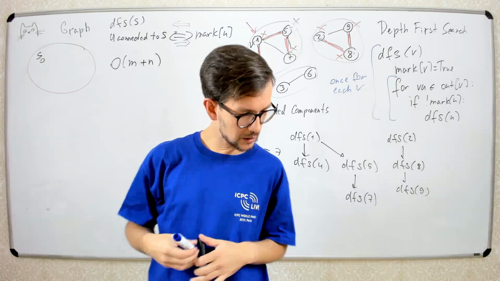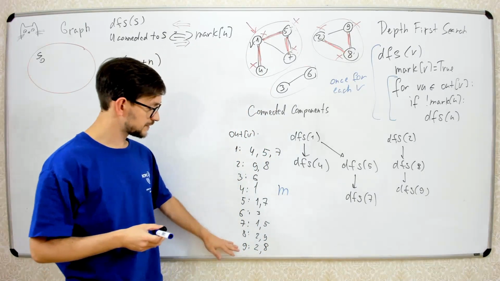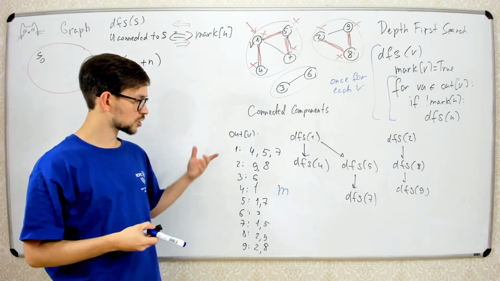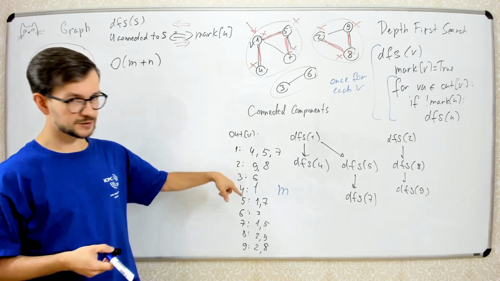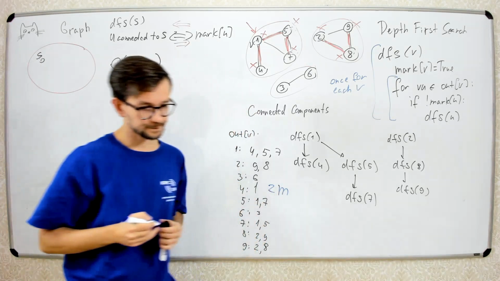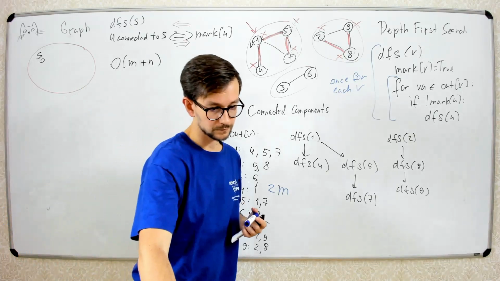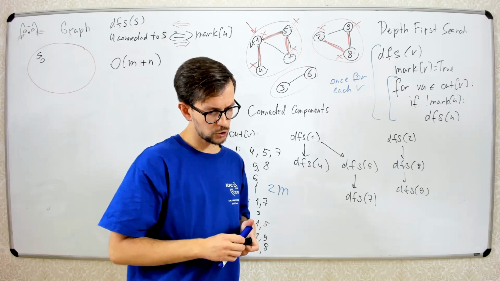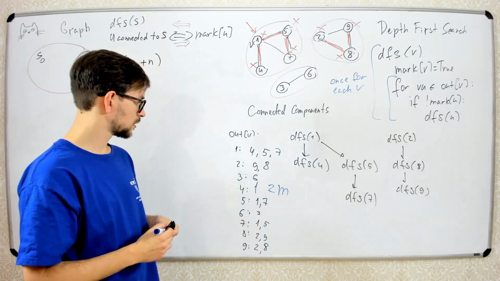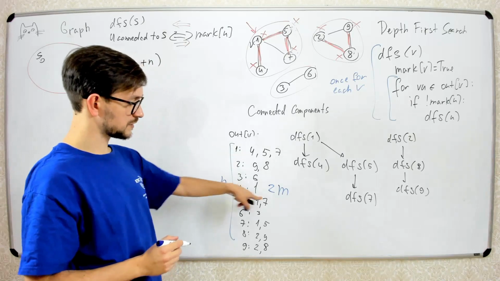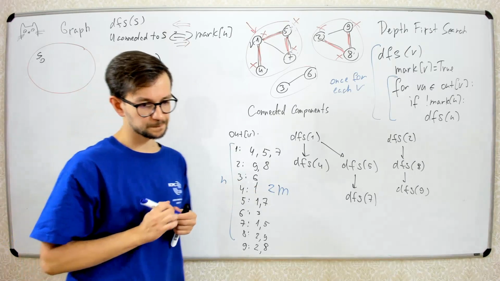Isn't the list of size n? No, the total size of all these lists, the sum of all these sizes, is m, because for each edge you have the element in two lists. So 2m. Okay. No, you have n lists, but the total size of all these lists is m. That's what I mean.